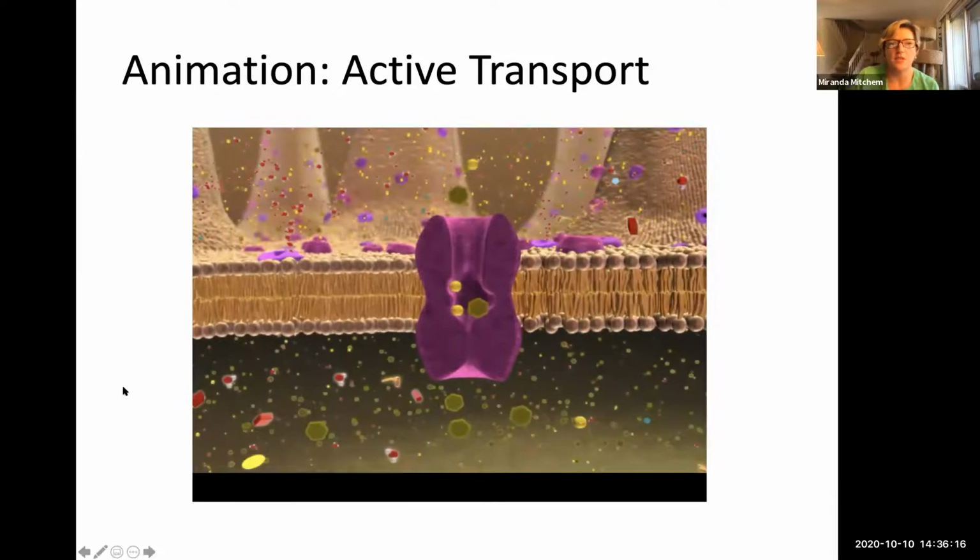Okay, so that's the rest of that video that we began with earlier in the module. The first part focused on diffusion and the second half on active transport. So please take a look at this. It has a lot of good information about these processes packed into it.